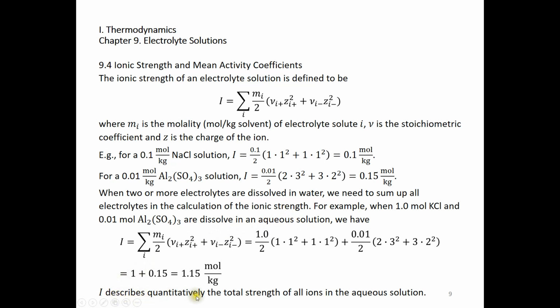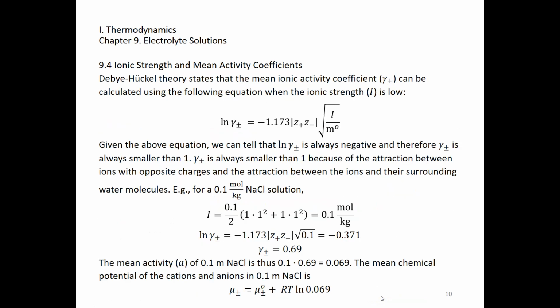I describes quantitatively the total strength of all ions in the aqueous solution, and therefore it's called ionic strength. The Debye-Huckel theory states that the mean ionic activity coefficient, gamma plus minus, can be calculated using the following equation when the ionic strength I is low. So this I has to be low before we can use this equation. If I is really high, this equation can still be used but may produce large errors.